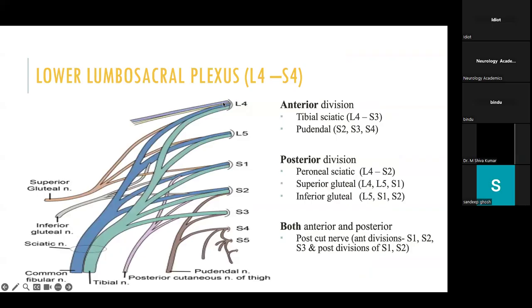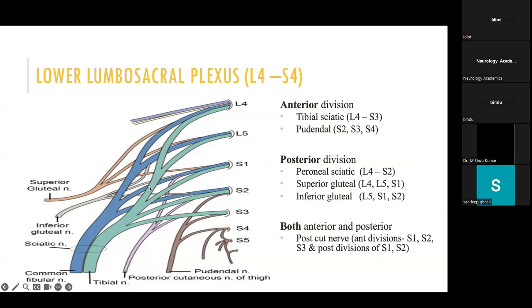The lower lumbosacral plexus is formed from the roots L4, L5, S2, S3, S4. Same as the upper lumbar plexus, we have the anterior division and posterior division. From the anterior divisions, the tibial nerve and the pudendal nerve arise. Tibial nerve root value is L4, L5, S1, S2, S3, and the pudendal is S2, S3, S4.